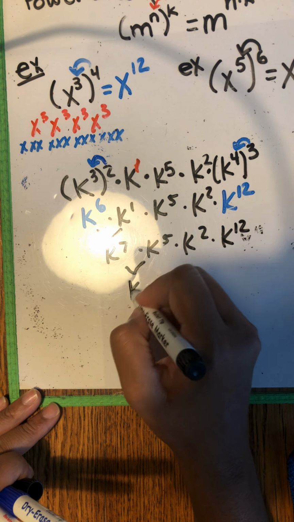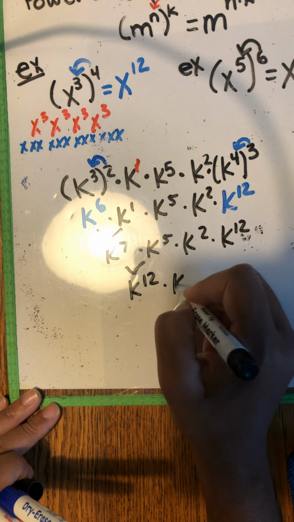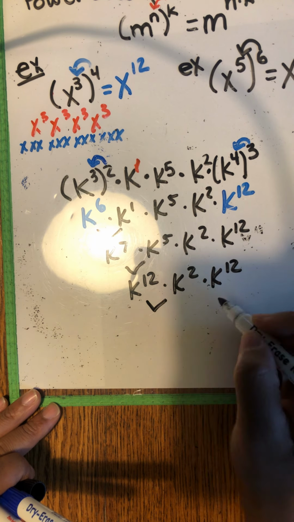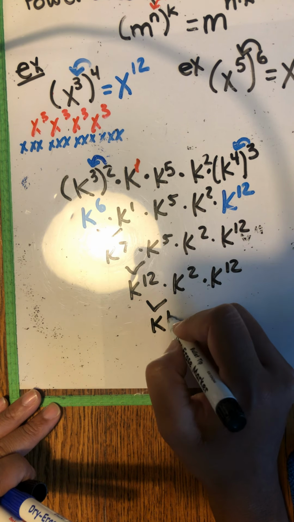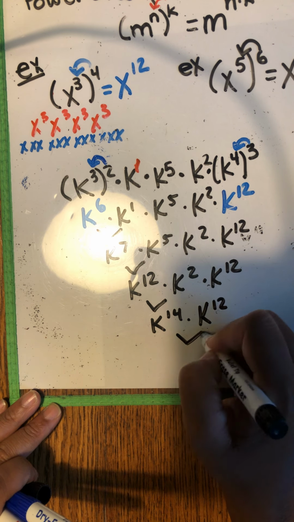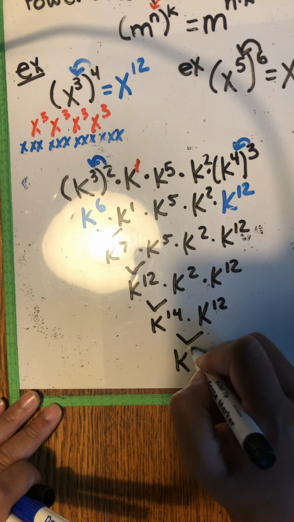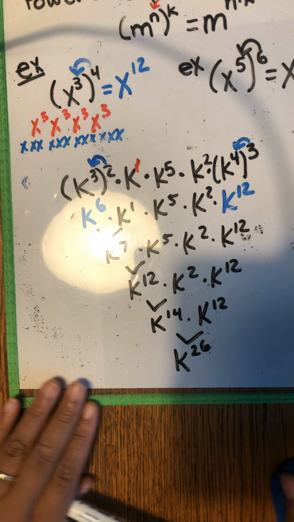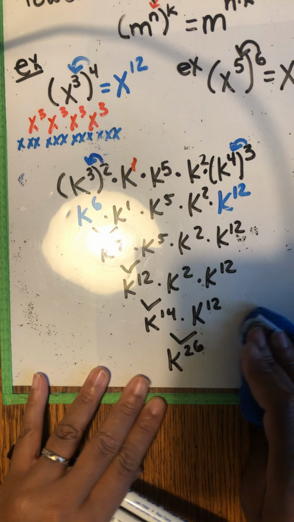Here I have a 12. There I have a 14. And last but not least, I'm going to put these together. That's a lot. That's a lot of variables, k to the 26.